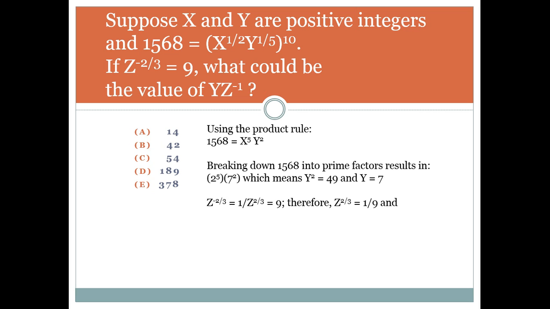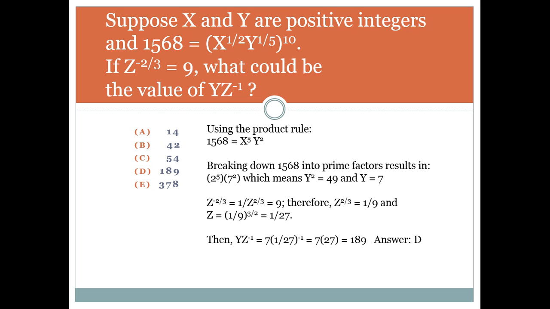Now, how do we find z? Well, we raise z to the 2/3 to the 3/2 power, and also the 1/9 to the 3/2 power, and we find that z is equal to 1 over 27. That's the square root of 1/9, and that result, 1/3, is cubed, 1 over 27.